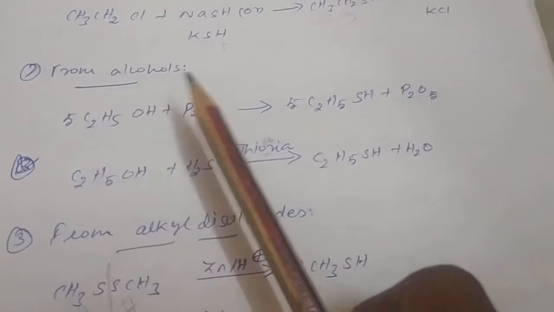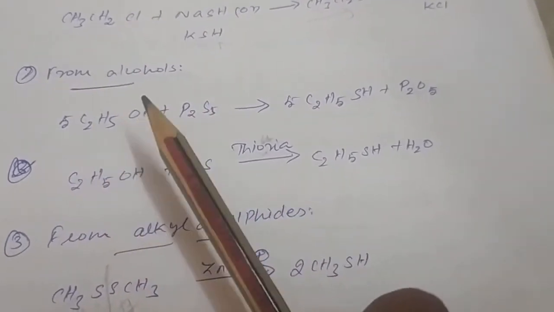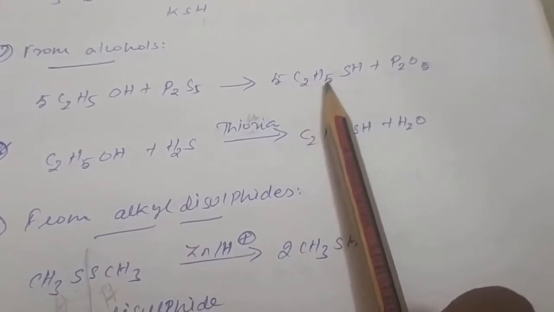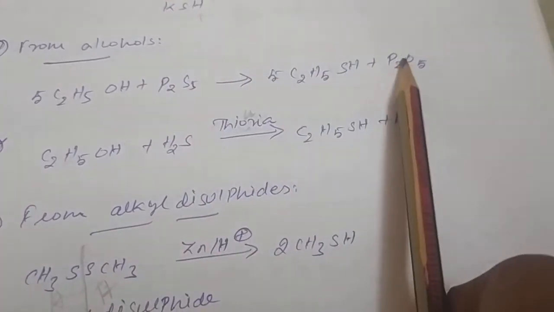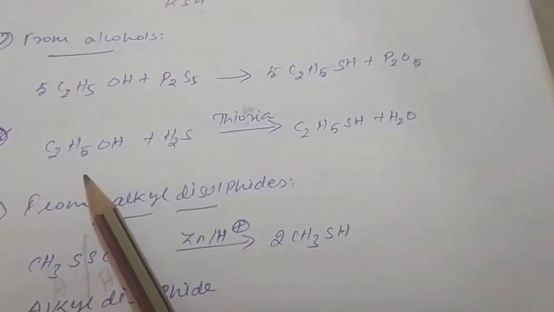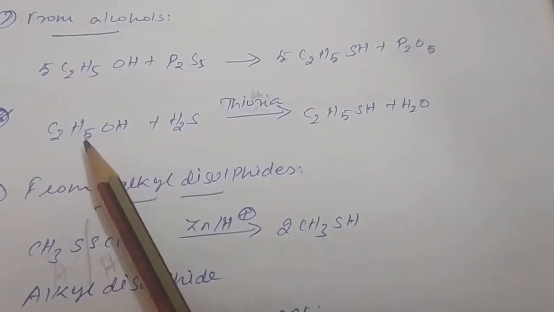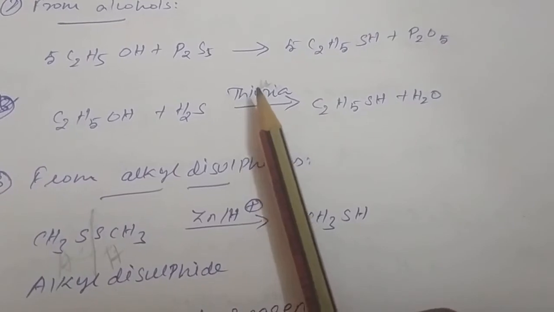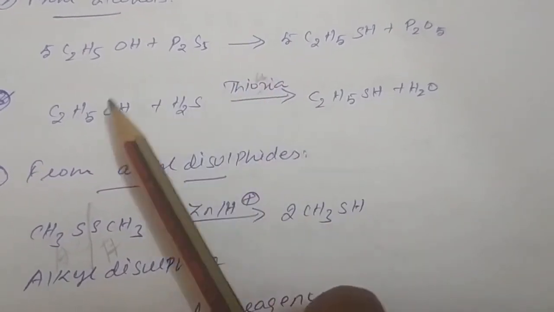So next from alcohol. So ethanol reacts with phosphorus pentasulfide to form thioalcohol, and this phosphorus is removed as phosphorus pentoxide. Another reaction is ethanol reacts with hydrogen sulfide in the presence of thiourea as the catalyst. So ethanol is converted to ethyl thiol, C2H5SH. So this OH is removed as water.